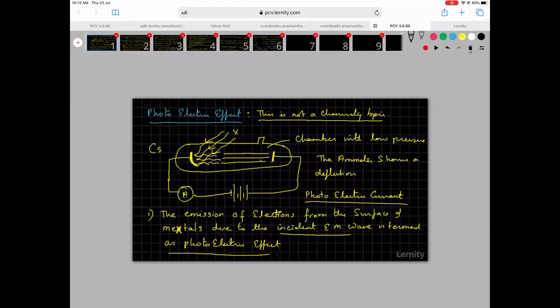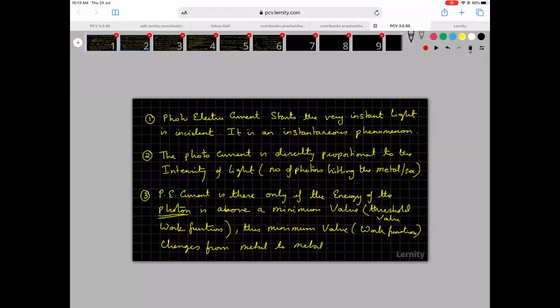The cesium electrons absorb the energy. It is more than its work function, so it escapes. Once it escapes, this is the positive plate, and the positive plate attracts the electrons. So this emission of electrons from the surface of a metal due to incident EM wave is termed the photoelectric effect.